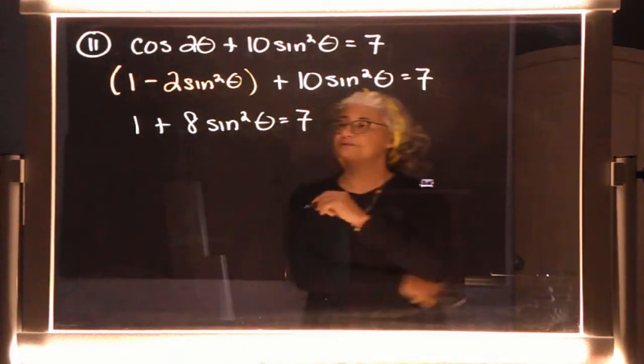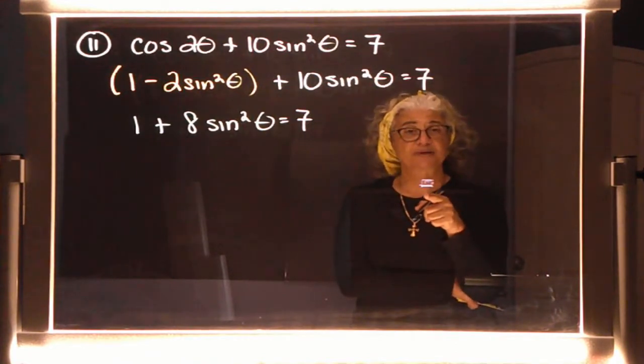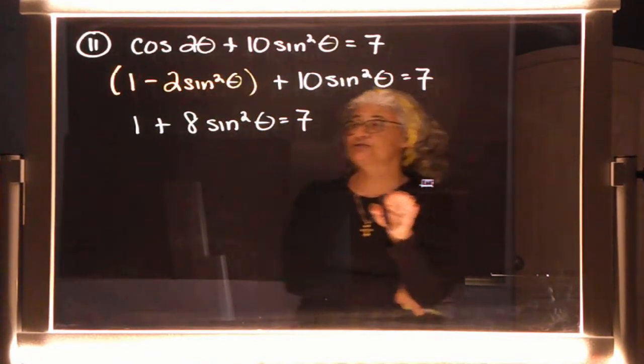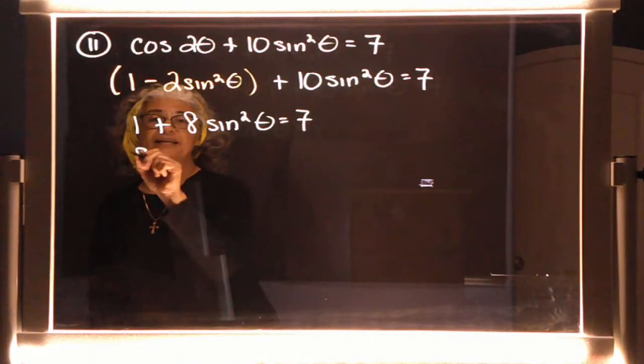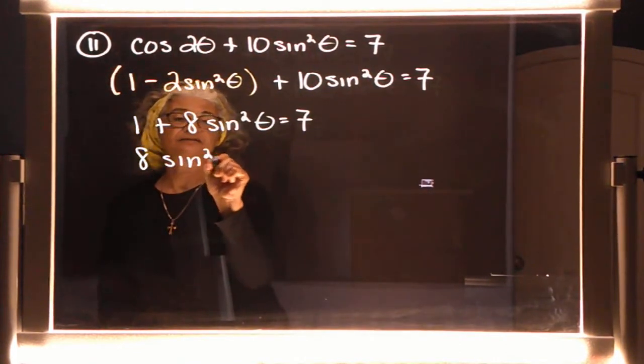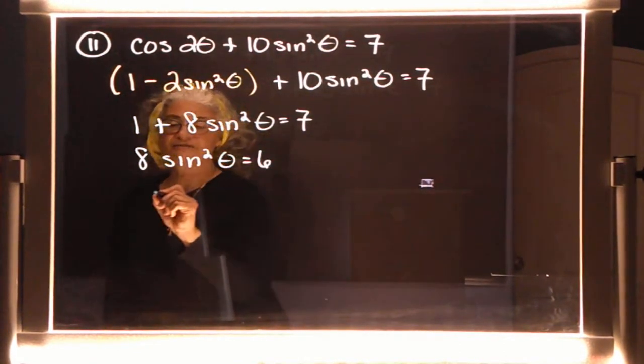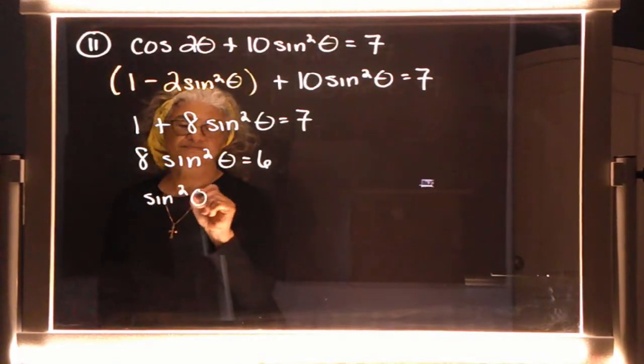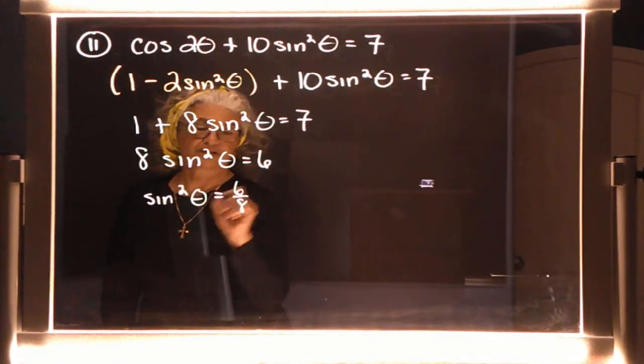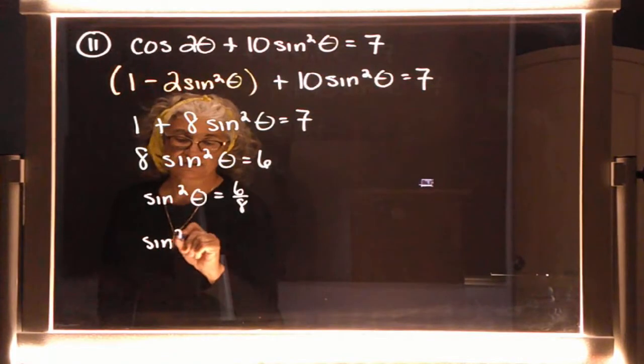Okay, so here we are. So we need to get the trig function by itself, right? That's always the first thing to do. So let's get that 1 on the other side. Let's divide by the 8. By the way, 6 over 8 reduces, doesn't it?